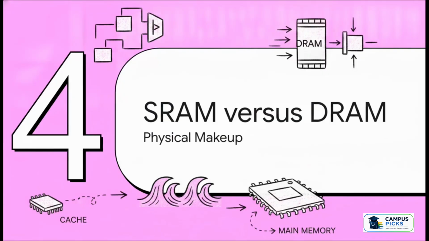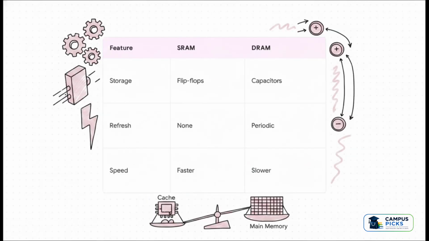Okay, let's step into the physical realm. Section 4, SRAM versus DRAM, the physical makeup of memory. You might be wondering, why don't we just build the entire computer out of the fastest memory? Well, contrasting these two really answers that.